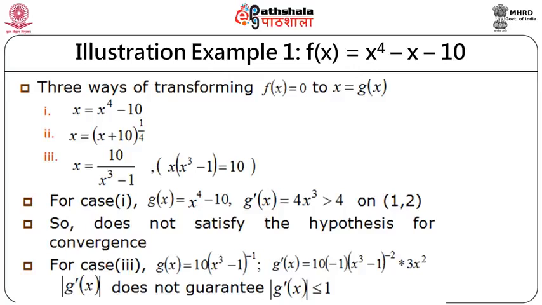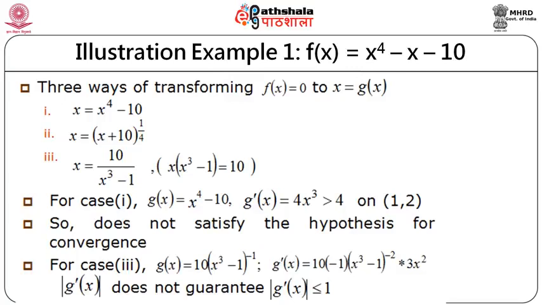The first one is x equal to x raised to 4 minus 10. If we take the derivative of this, we get g dash is 4x cube. Our interval is 1 to 2. 4x cube is an increasing function. As x increases, the values increase. If I put x equal to 1, the function is 4, and as x increases, the values will increase, and so this derivative is never going to be less than 1, no question. So, it's doubtful whether this g will give us convergence.